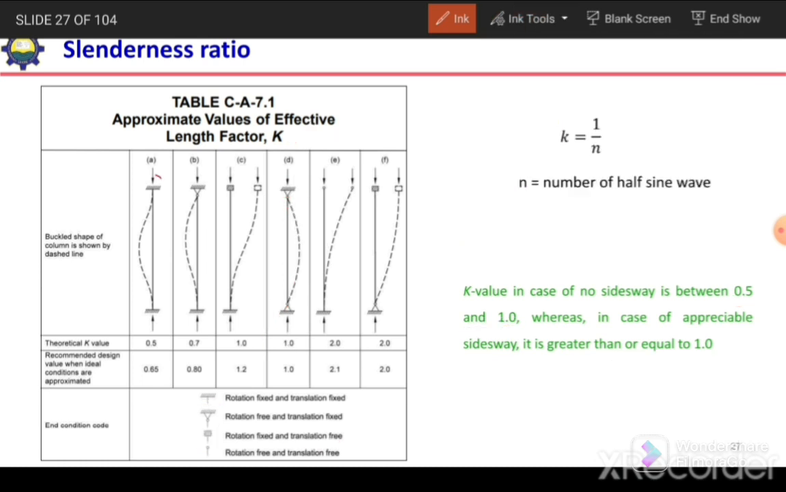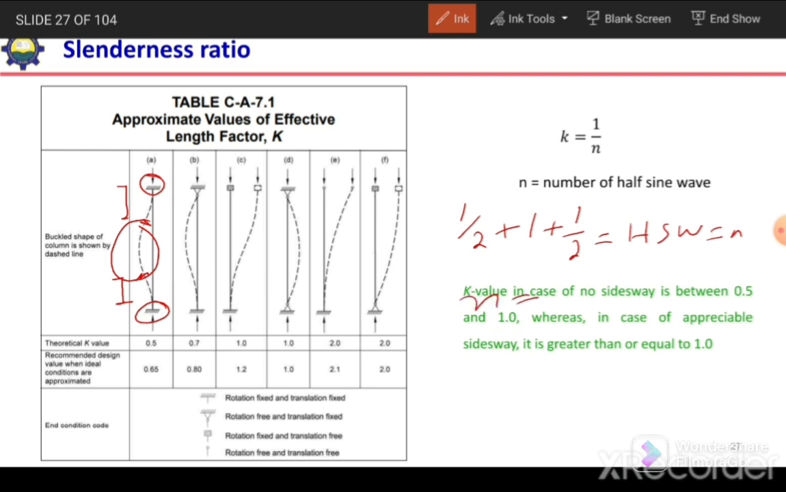But if we have fixed supports at the ends, in that case we have 1 half sine wave, this is 1 half sine wave, and we have a half of a half sine wave here and a half of a half sine wave here. So we have 1 by 2 plus 1 plus 1 by 2 half sine waves, meaning N is equal to 2. So when N is equal to 2, K is equal to 1 over 2, 0.5. So K will be 0.5, we can see over here.